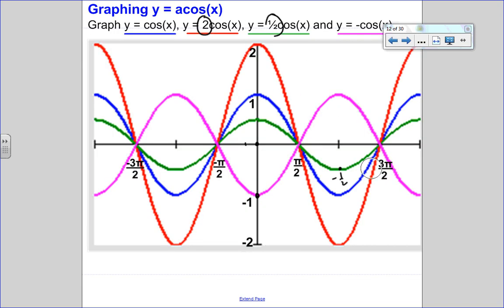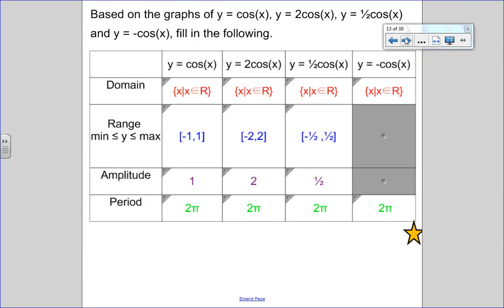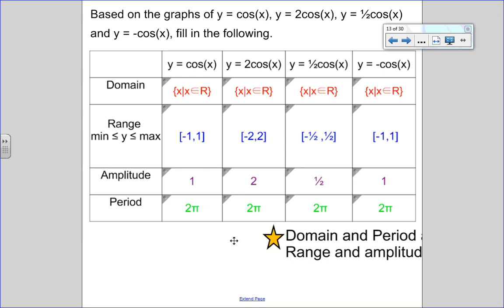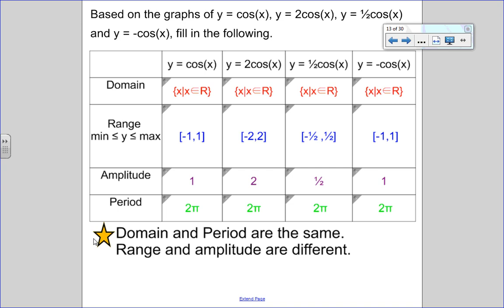And then the last one, negative cos x, let's go to that. That is my purple graph. That's just a reflection in the x-axis compared to the blue graph. So I can see it has a high point of 1, a low point of -1. So it looks like it has the same properties as the blue graph. It's just been reflected, so I would expect everything would be the same. The range and the amplitude would be the same. So what I'm noticing here is that the domain and period are the same. It's the range and amplitude that are different.